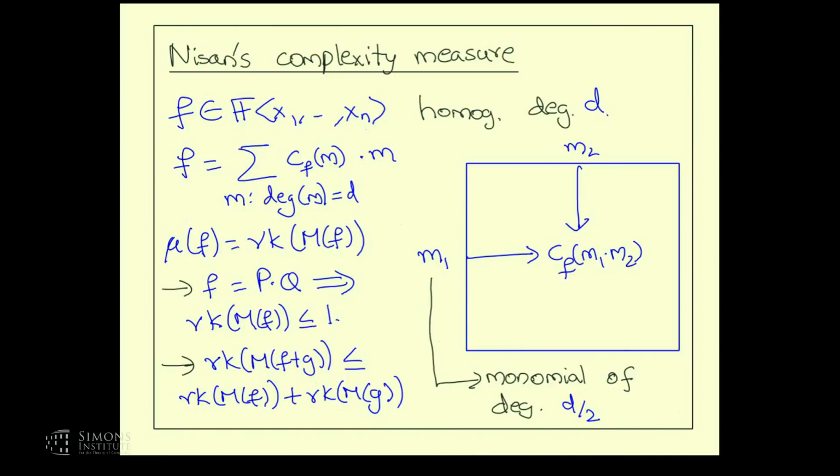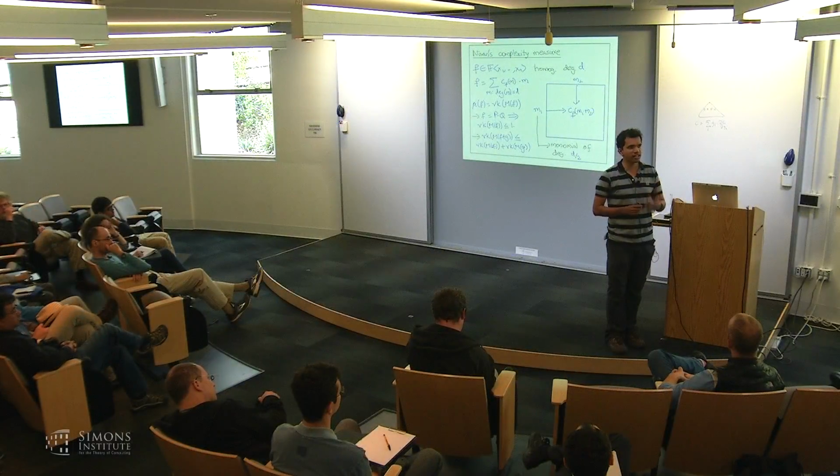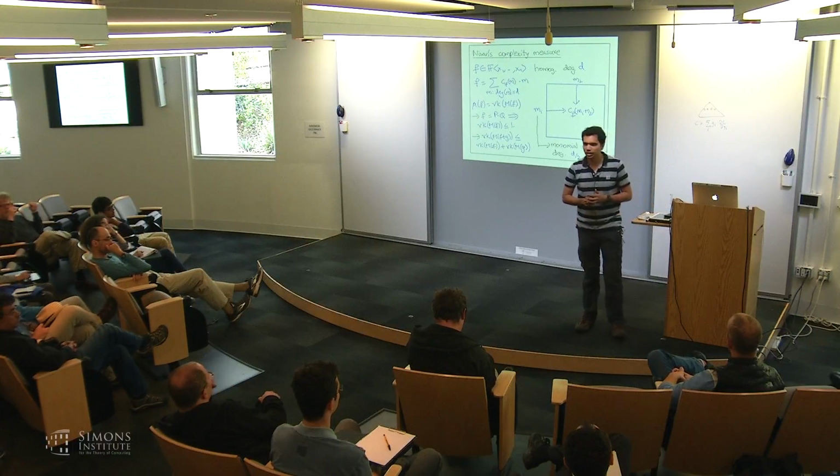Right. But this is because you only have 2 different variables, X and Y. If you picked n variables, you'd still get an n to the d over 2. Yeah. But then the question still stands: can you prove an n to the d lower bound? And then you would get the same.